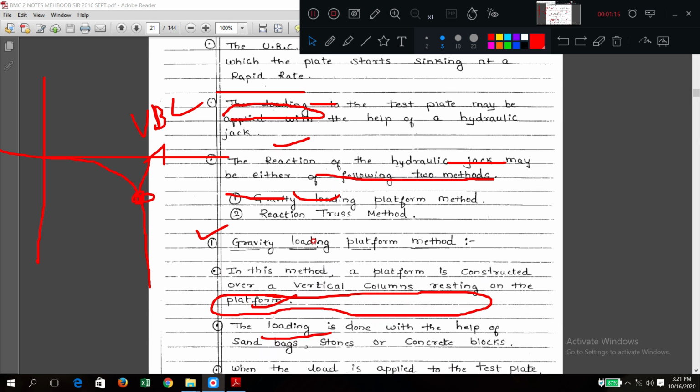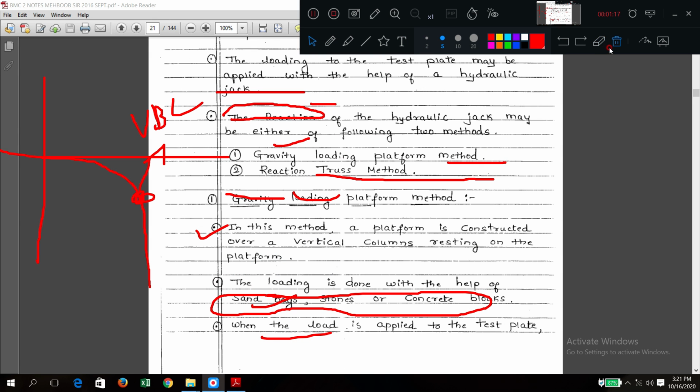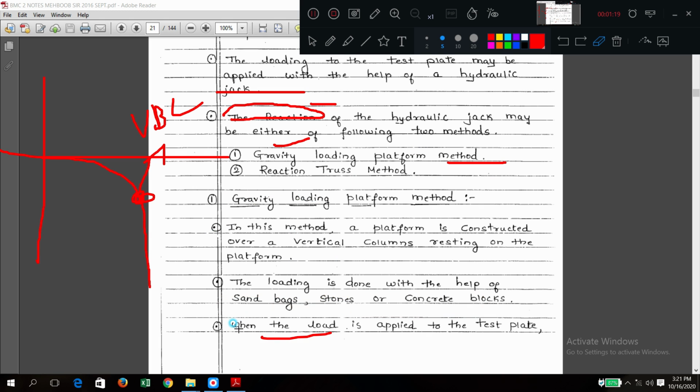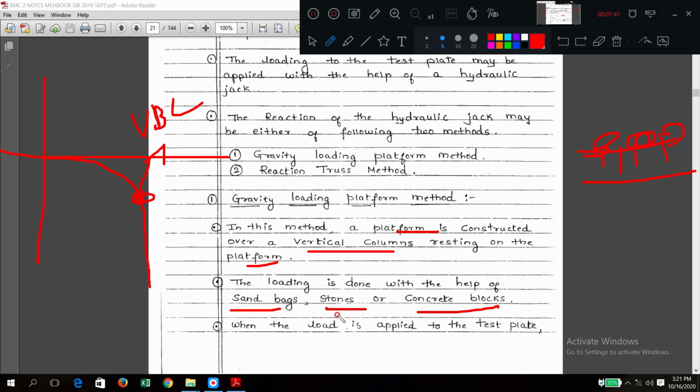So in the gravity loading platform, what were the things we have seen? A platform is there, with some sandbags. Vertical columns, some joists, and again a horizontal girder, resting on the platform. The loading is done with the help of sandbags, as we have seen. Other things can also be used: stones, concrete blocks.